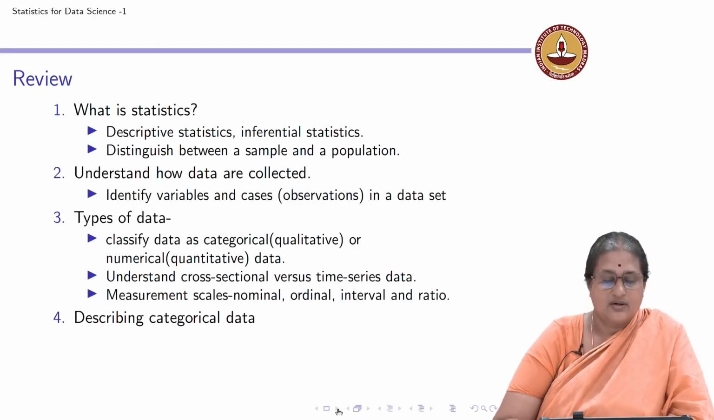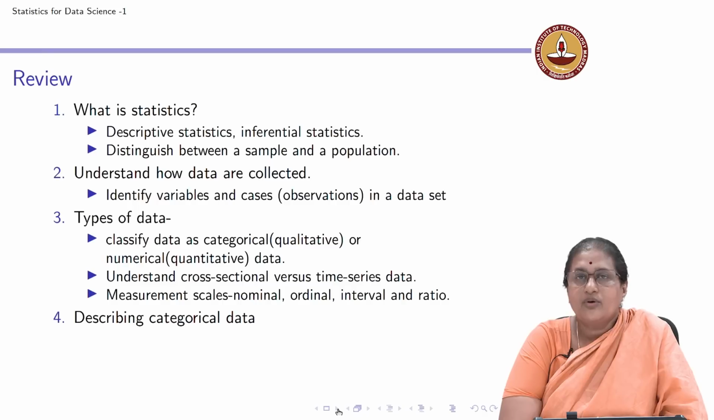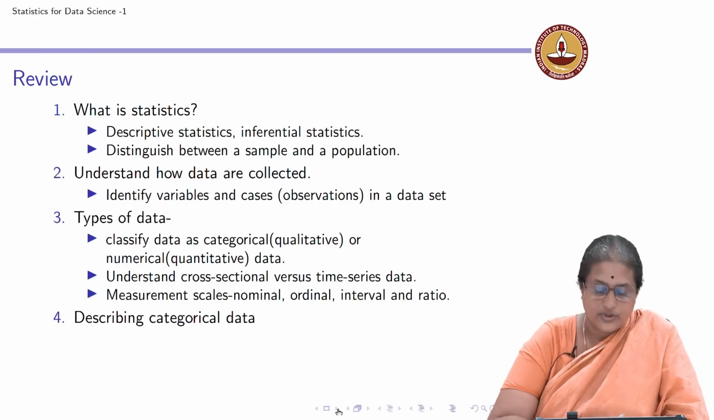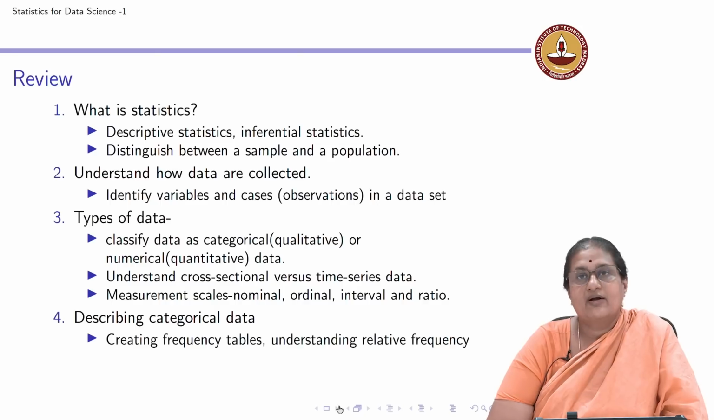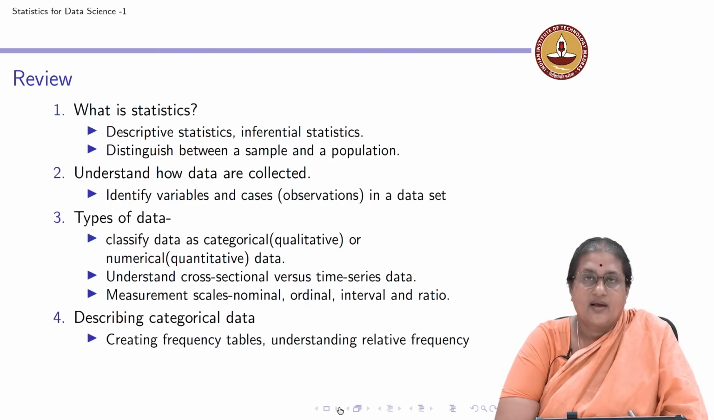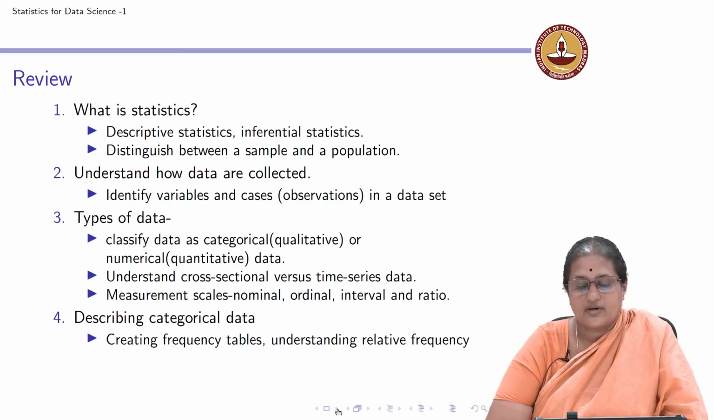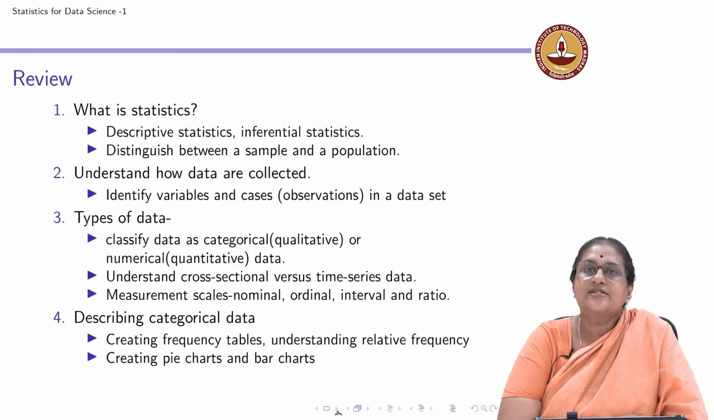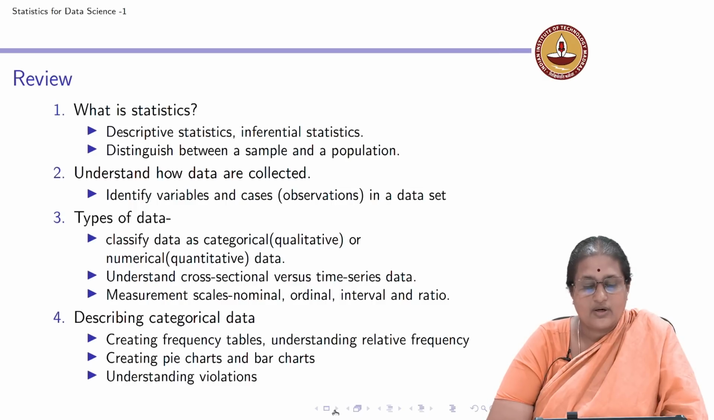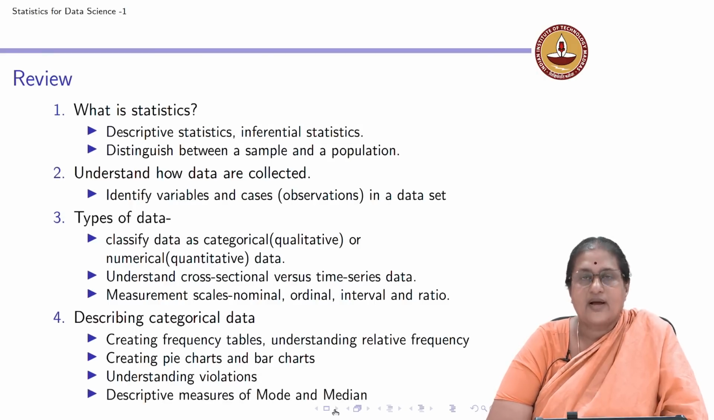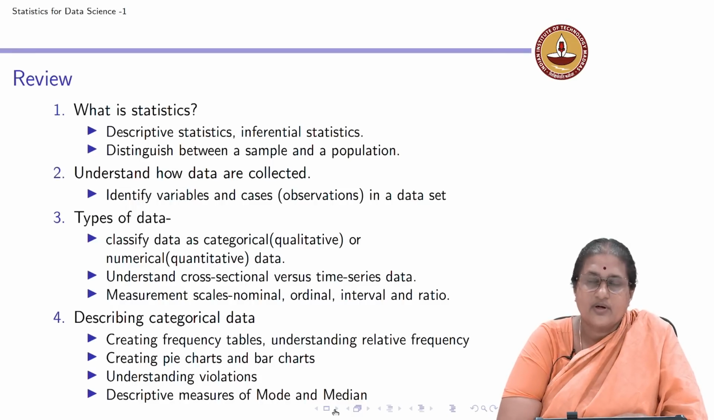Then we went on to understand how to describe categorical data. When we talk about describing categorical data, the key points we noticed are, we first looked at how to create frequency tables. When we create our frequency tables, we introduce the concept of relative frequency. After constructing frequency tables, we looked at the graphical summaries of data. For this, we focused on two main graphical summaries, namely the pie charts and the bar charts. We also looked at the possible violations that could occur in terms of misrepresenting data and how to overcome the same.